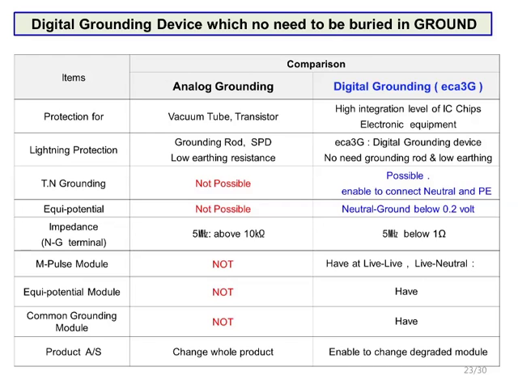equipotential. The impedance, neutral ground terminal, in analog above 10 ohms, below 1 ohm. Multi-pulse module. ECA3G have live and live neutral, but with analog does not have, equipotential module does not have, common grounding module does not have.